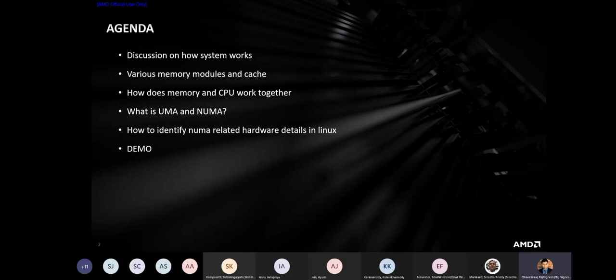Now, how does the CPU and memory work together? That we're gonna go further onto before we move on to NUMA. But until now, does anyone have any questions? If it is getting confusing, please do let me know. I'll try to explain it in a different way.